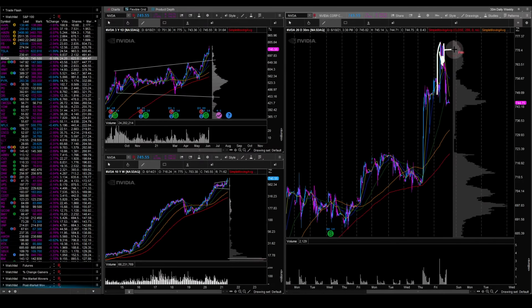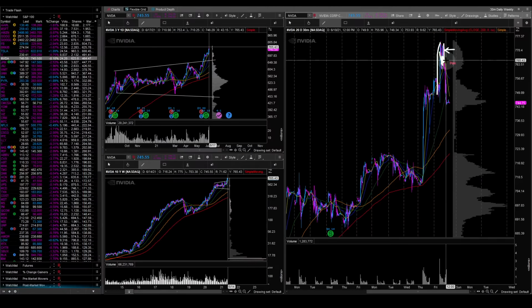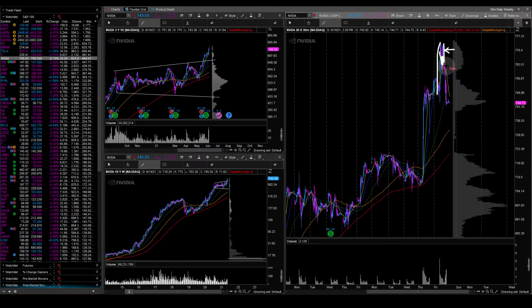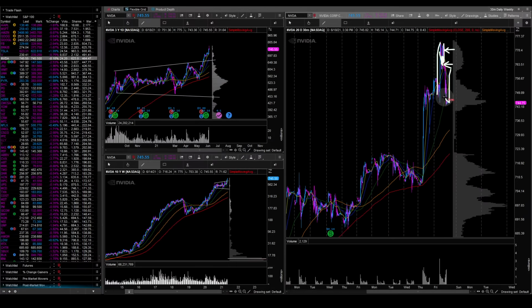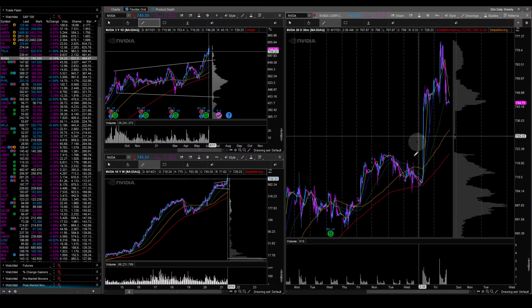So I started buying puts in this area, and then I covered down into this area. I missed that whole move down into the close. I just missed it. I was totally focused on the E-mini, but yeah, super sick move here.